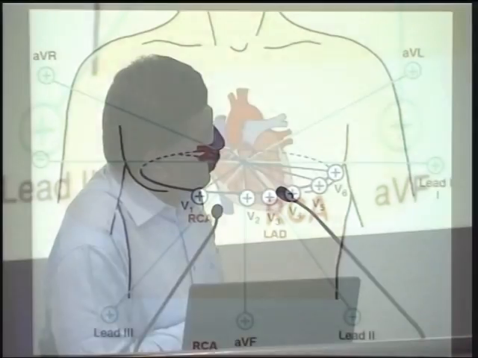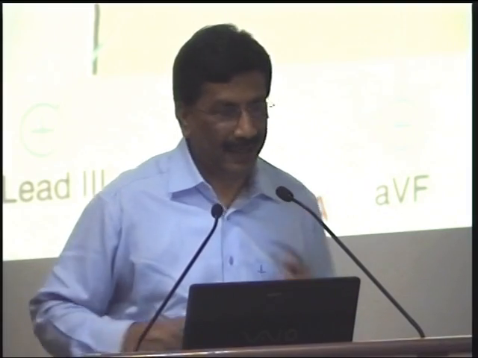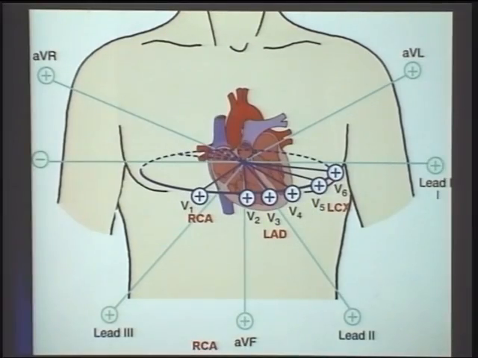V2, V3, V4, the septum and anterior wall are supplied by the left anterior descending artery. It is the most crucial artery because it supplies the main portion of the left ventricular chamber. So that's why the LAD territory is very, very significant. And my lateral surface V5, V6 and my high lateral surface of L1 and AVL are supplied by the circumflex artery through the diagonal branches.